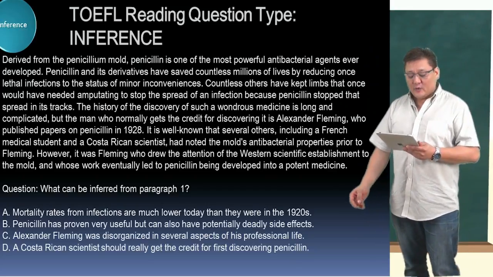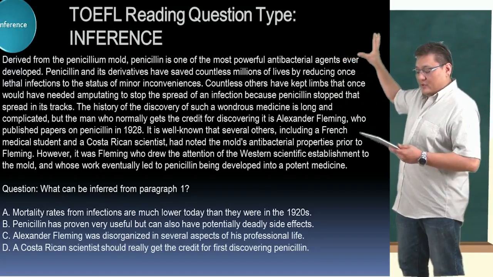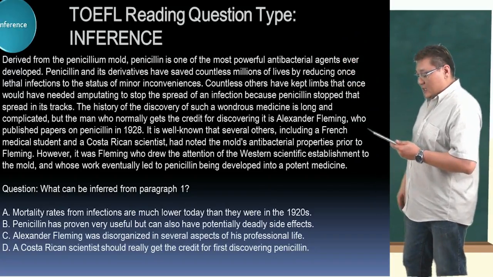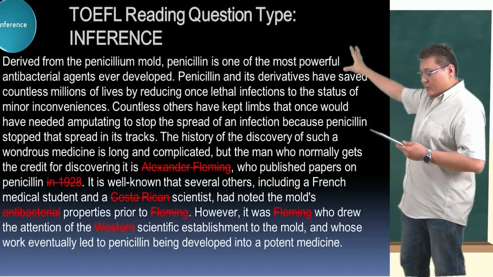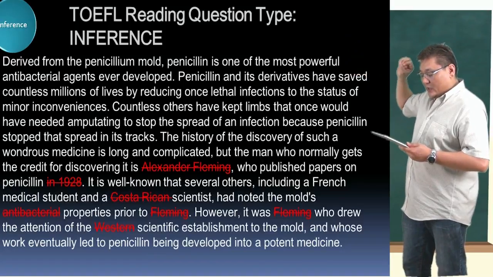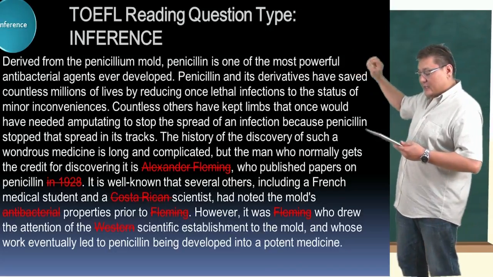Okay, so first of all, we're going to break it down, everyone. We're going to remove all the unnecessary information in here. So here we go. We're taking a look at the whole paragraph, and boom. We're going to remove all the dates, like penicillin 1928. We're going to remove the name Alexander Fleming. We're going to remove unnecessary information.